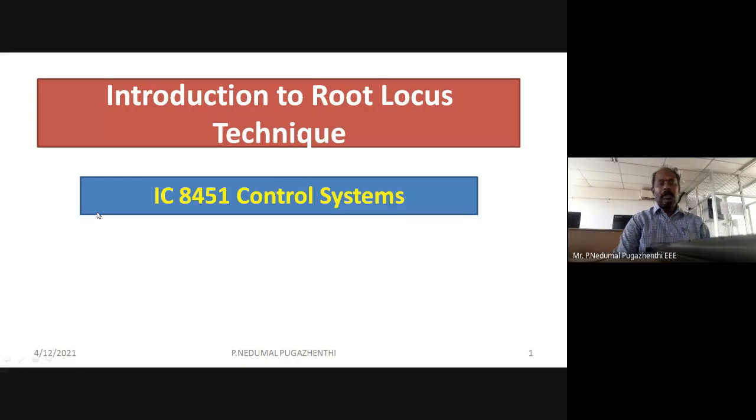Okay, good afternoon. We will continue our lecture series on control systems, and today the topic we are going to discuss is introduction to the root locus technique. It's a very important topic regarding stability analysis.